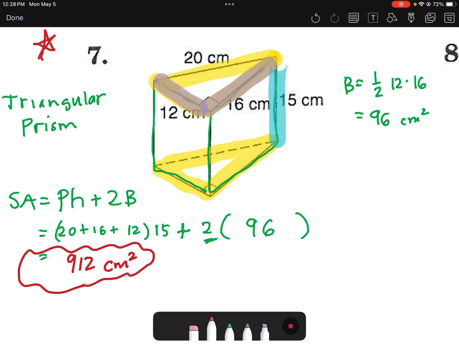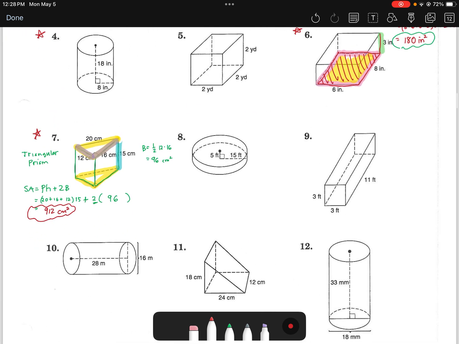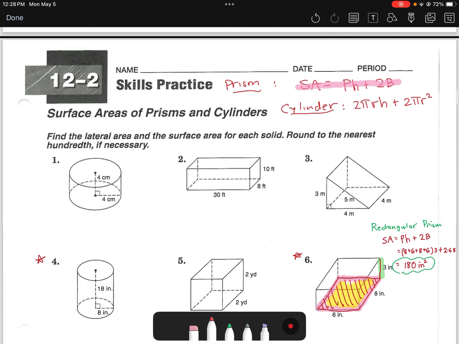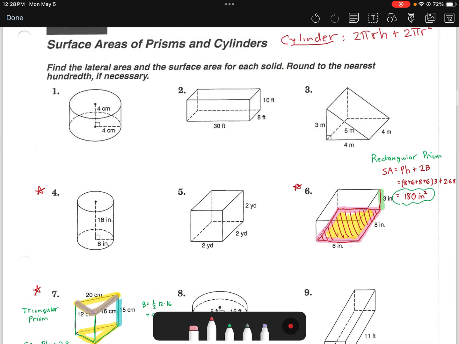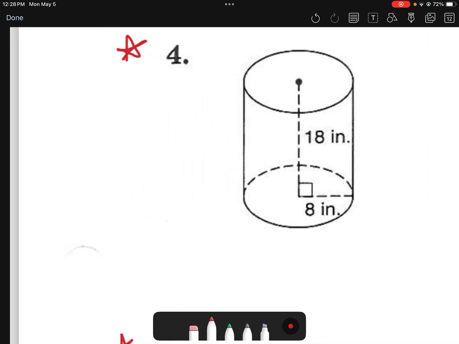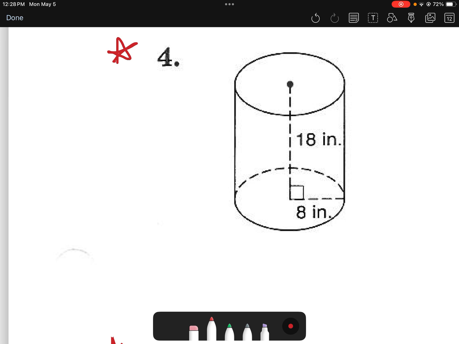So there's 2 triangles and 3 rectangles. If you found the area of all 5 of those shapes, you'd get 912 centimeters squared. Okay? That's how you find the surface area of every prism. Now the only other thing that we have to do would be to find the surface area of a cylinder. A cylinder is not a prism because notice how the bases are circles.